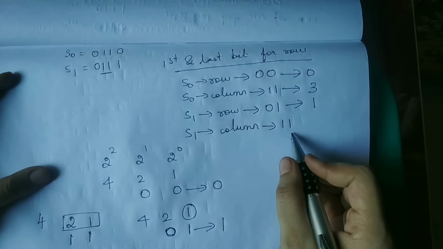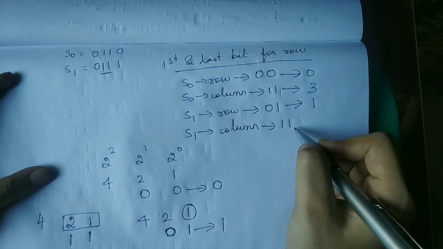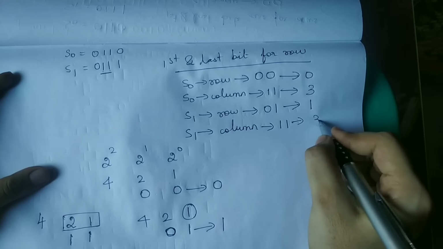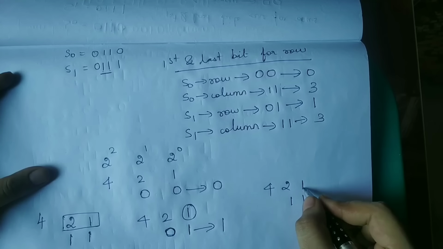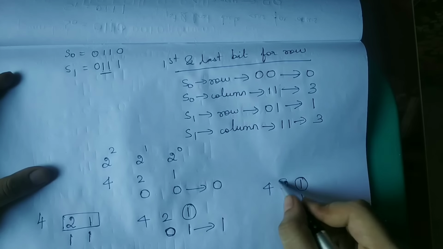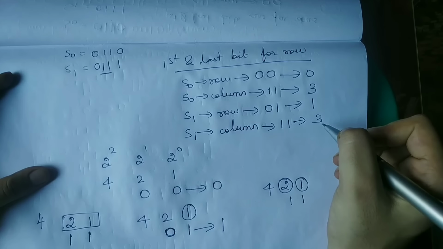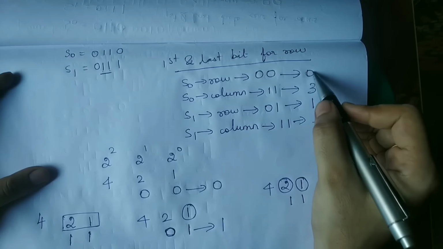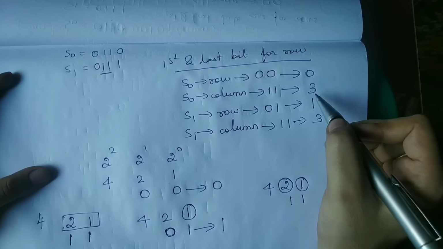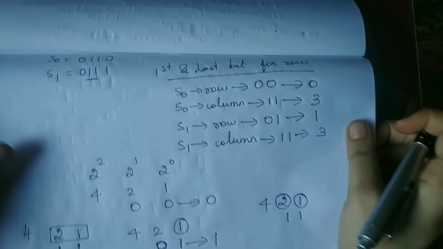Next it is 1, 1. So again for 1, 1 we got 3. So again for this 1, 1 also we'll get 3 only. Because 1, 2, 4, 1, 1 means corresponding to 1 we should add that number. So 1 plus 2 is 3. So 0, 3, 1, 3. Now this 0 is for row and this 3 is for column. I should see in that S0 matrix, 0th row, 3rd column.